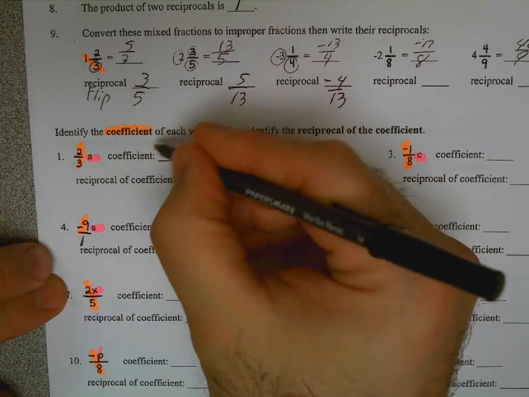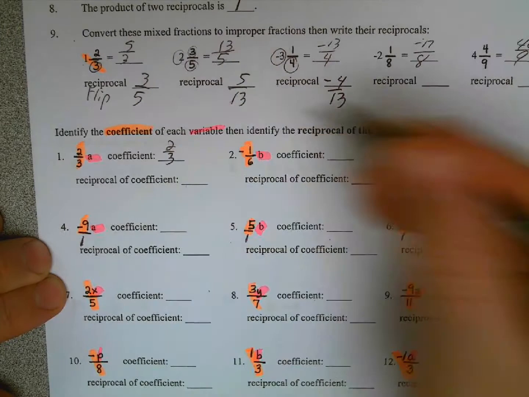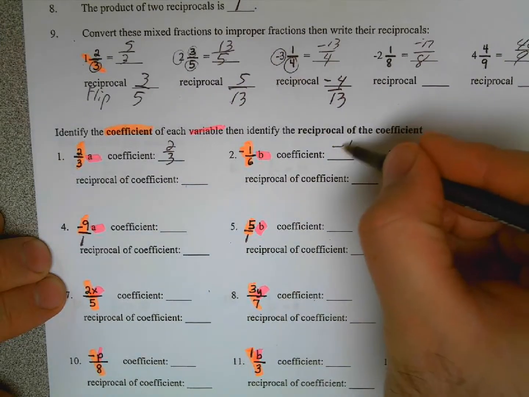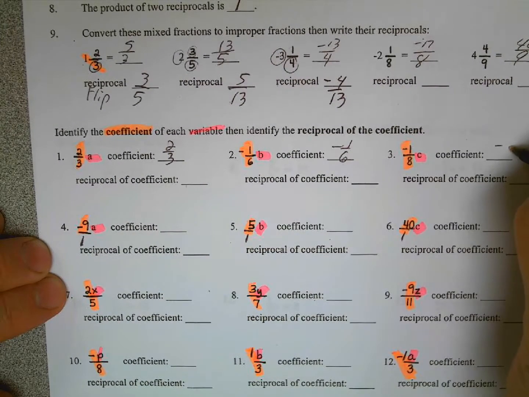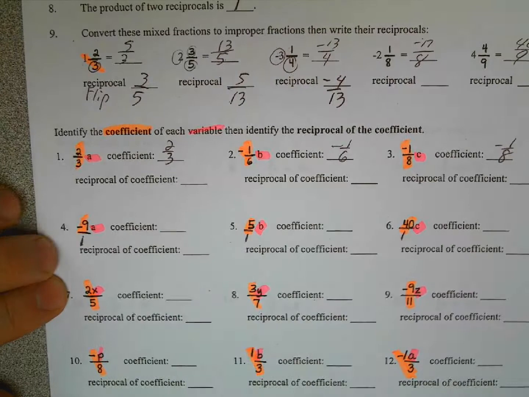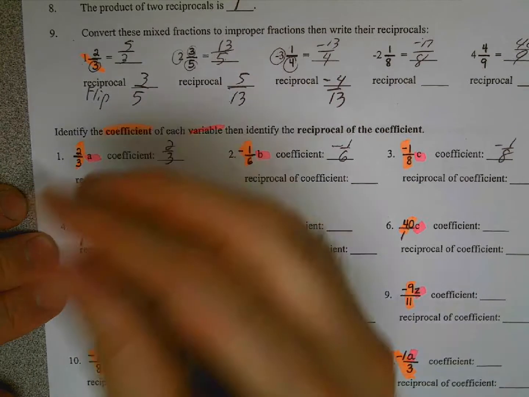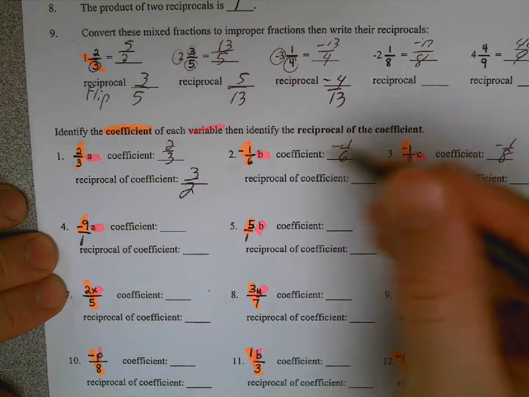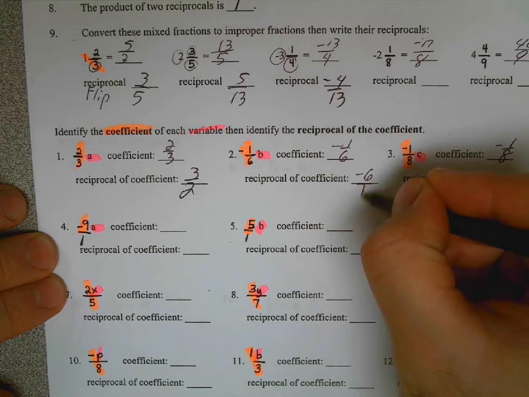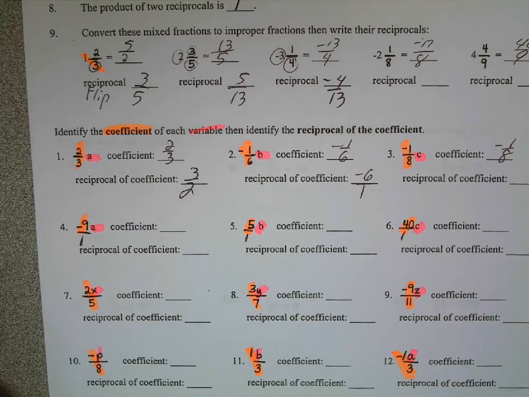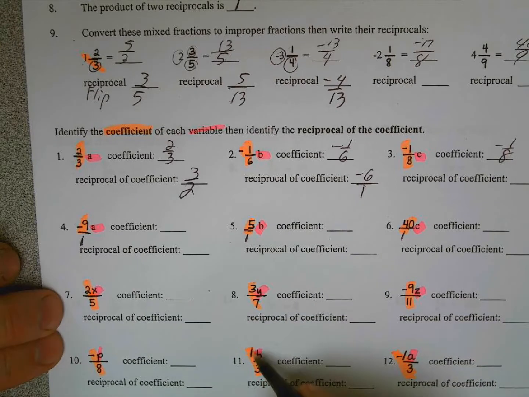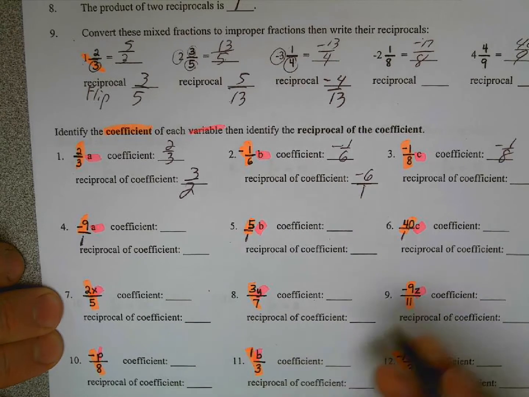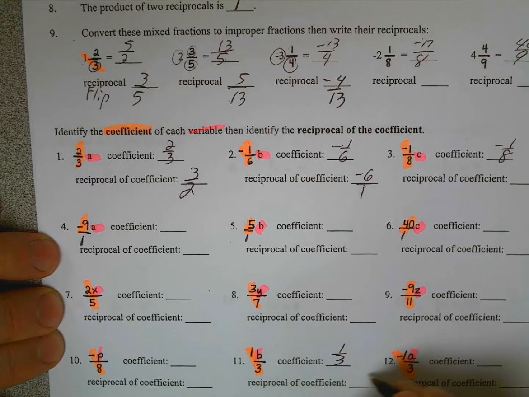So the coefficient is 2/3, the number in front. The reciprocal is just flipping that. 3 over 2. Negative 6 over 1. Okay? So that way you can take care of that. You can do the rest of them that way. Instead of 1 over 3, you got 3 over 1.